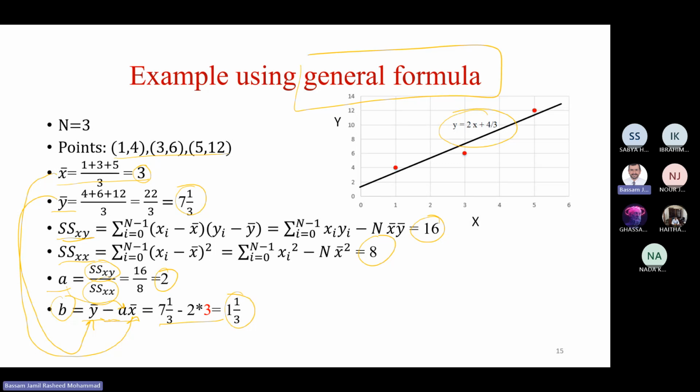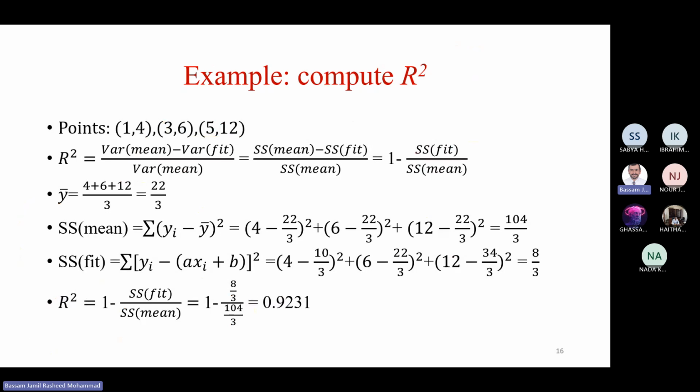Now let's compute the R squared for our example, and in this case we will use this one here, 1 minus the ratio. So SS mean: y_i minus average y, squared, and these are the numbers. Please look at these numbers and convince yourself that this is the data point minus the average, and this is what you get. And the SS for the fit: the data point minus the value of the line for predicting the first data, the value of the line for predicting the second data, etc., and you get this value.